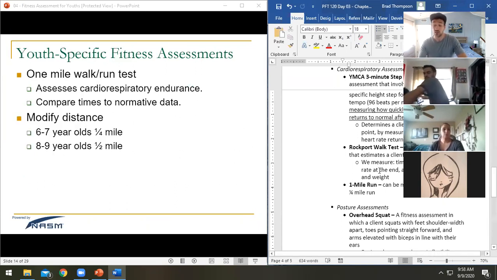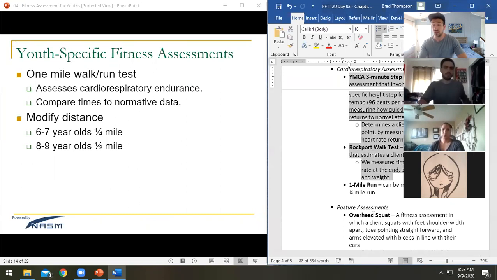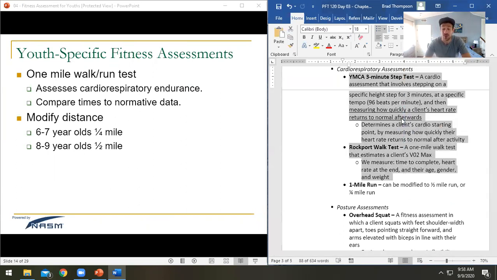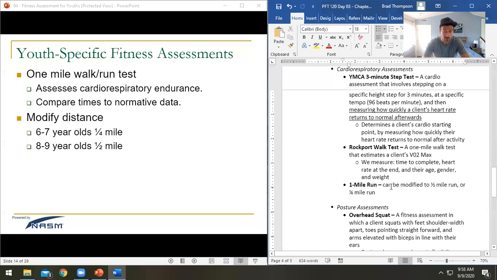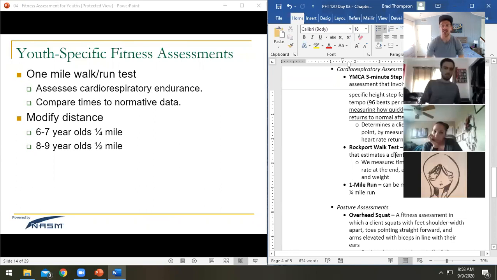All right, so those are our 2 most common cardio assessments for adults, but let's look at the ones that we actually do for youths. These are either going to be 1 mile runs, half-mile runs, or quarter-mile runs. And like I said, they're under the cardiorespiratory assessments category, but honestly, these are performed pretty much like a performance assessment.